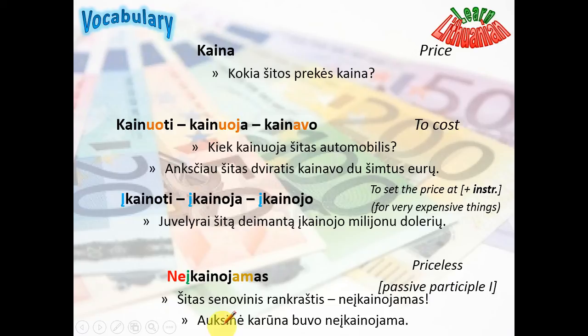The golden crown, auksinė karūna, was priceless. Buvo neįkainojama. The golden crown was priceless. Auksinė karūna buvo neįkainojama.